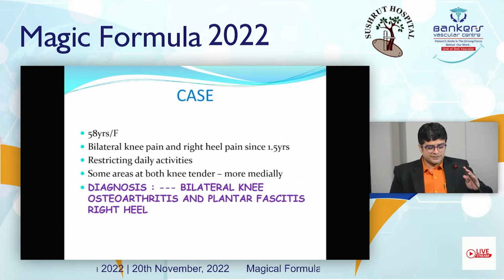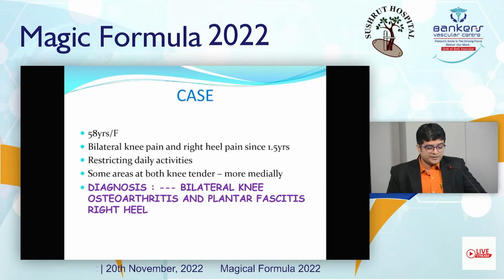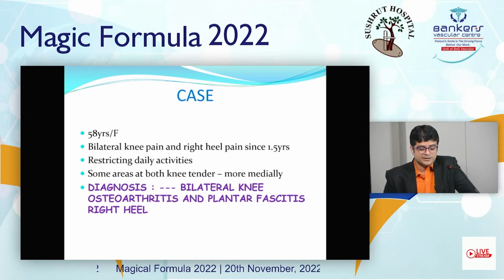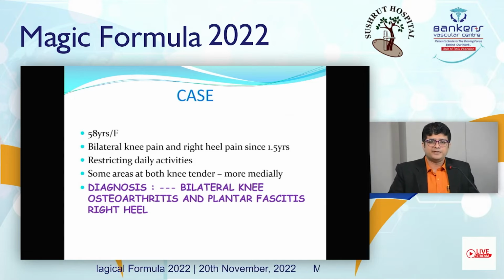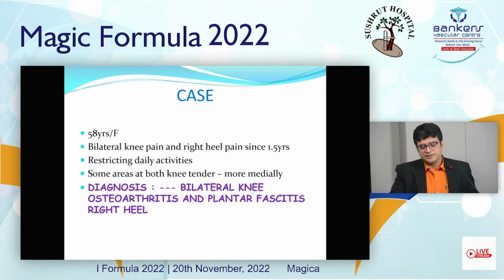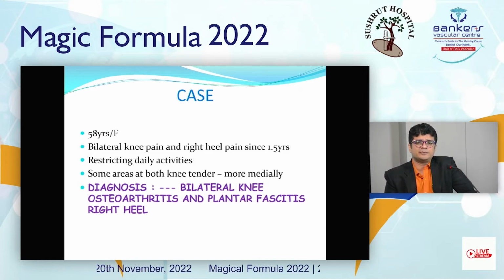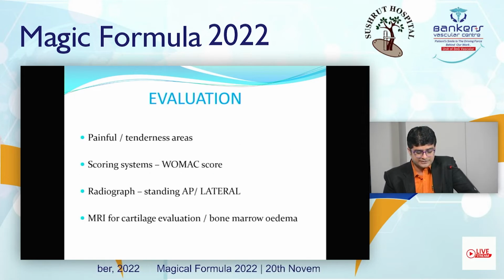Coming to a case, a 58-year-old female had bilateral knee pain and right heel pain since 1.5 years, severely restricting her daily activities. Some areas were more tender. Basically, the medial knee joint space is the weight bearing area, and it is affected more. So generally the patients tend to have tenderness medially. This patient was diagnosed with knee osteoarthritis and plantar fasciitis.